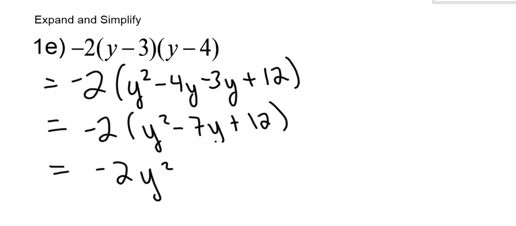Oops, I want my pen. So plus 14y. And then -2 times +12 is -24. I am having some issues with my pen, so you'll notice every so often dots showing up. That's me trying to calibrate my pen properly. So just ignore them. So that's what you should get in question 1E. You'll notice that expanding is the opposite of factoring. So let's look at another question.